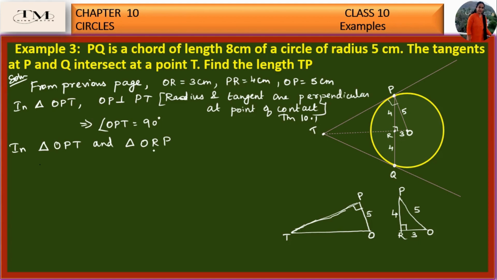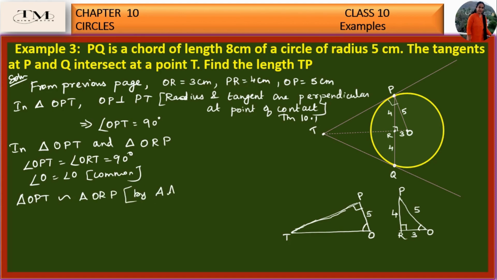Now in triangle OPT and triangle ORP, which angle is 90 degree? Angle OPT, and in this triangle it is ORP. So angle OPT equals angle ORP, both are 90 degree. Next, what about angle O? Both share it. T and R are in the same line, so angle O is common. As two angles are equal, we can say triangle OPT is similar to triangle ORP by the angle criteria. Here O is common, angle P is equal to angle R. After P, you should write R, with the remaining T in this, P in this. So triangle OPT is similar to triangle ORP.